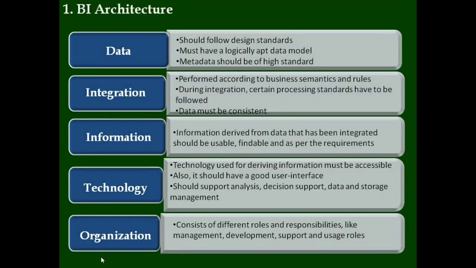In business intelligence architecture, I am summarizing it again. We have data, integration, information, technology, and organization. We have data, and after having data, we perform some integration operations, and after completing the integration, we process that integrated data to form the information. That information is used by different technological tools, which provide the interface to fetch the information from the data. These tools are used in the organization, and in the organization they have different levels of responsibilities, and according to these users and responsibilities, we have different usage levels and usage roles for the different persons in the organization.